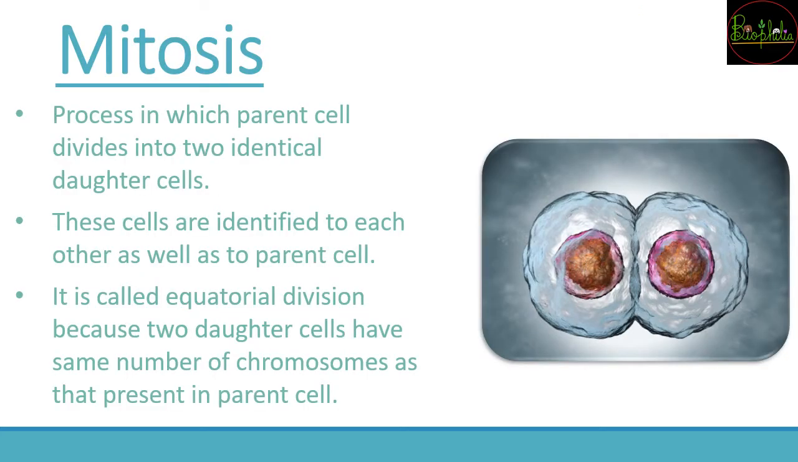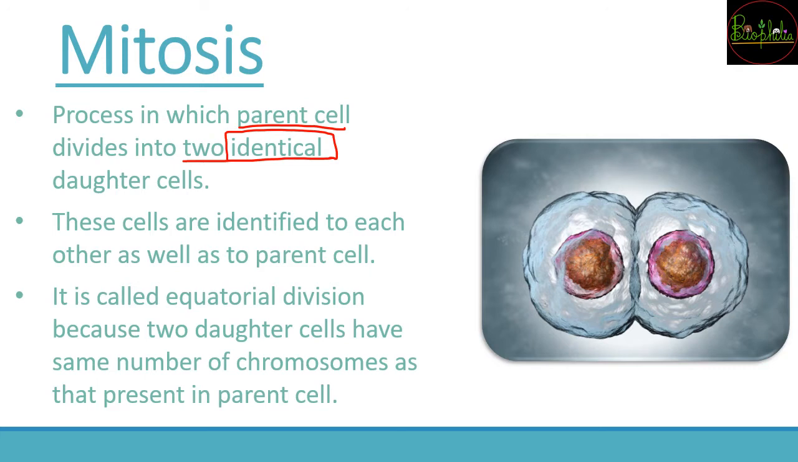So mitosis क्या होता है? Mitosis is a process in which the parent cell is going to divide into two identical daughter cells. So importantly, the word is identical, because जब आप meiosis पढ़ोगे, this word identical is going to be replaced. So it is very important to understand मitosis में identical cells बनेंगे after the division of the parent cell.